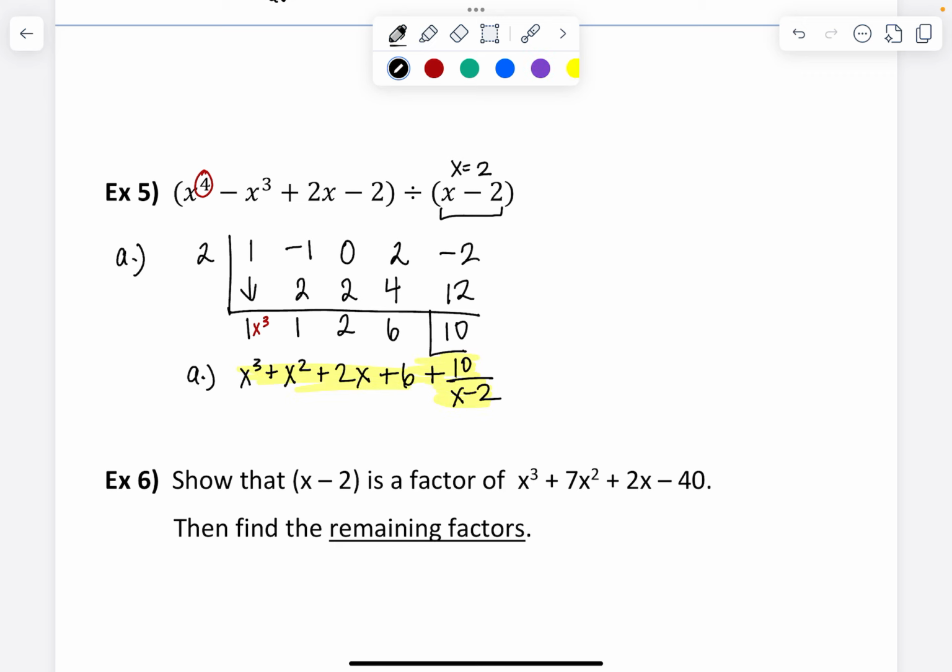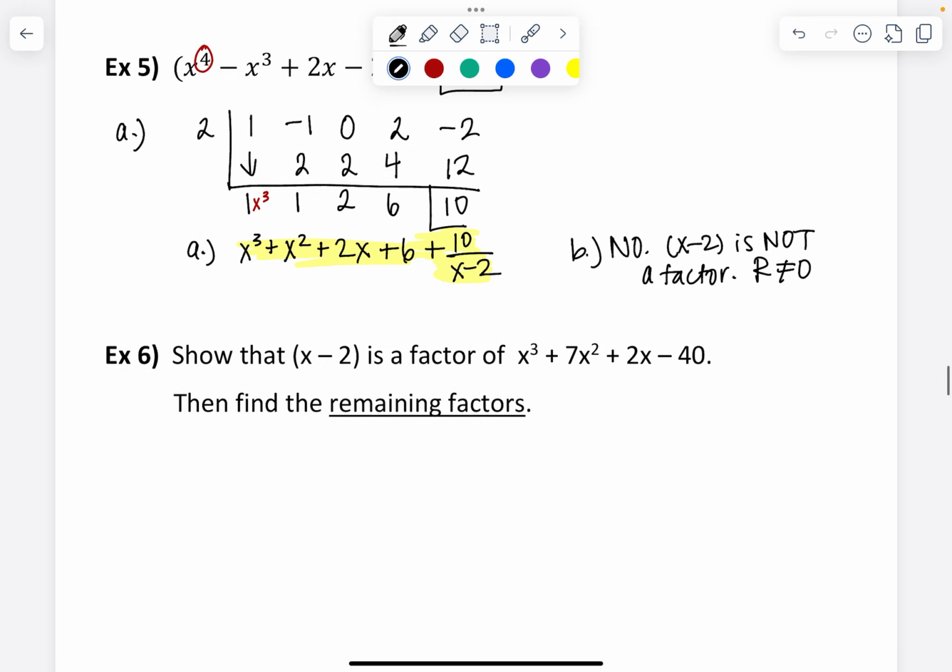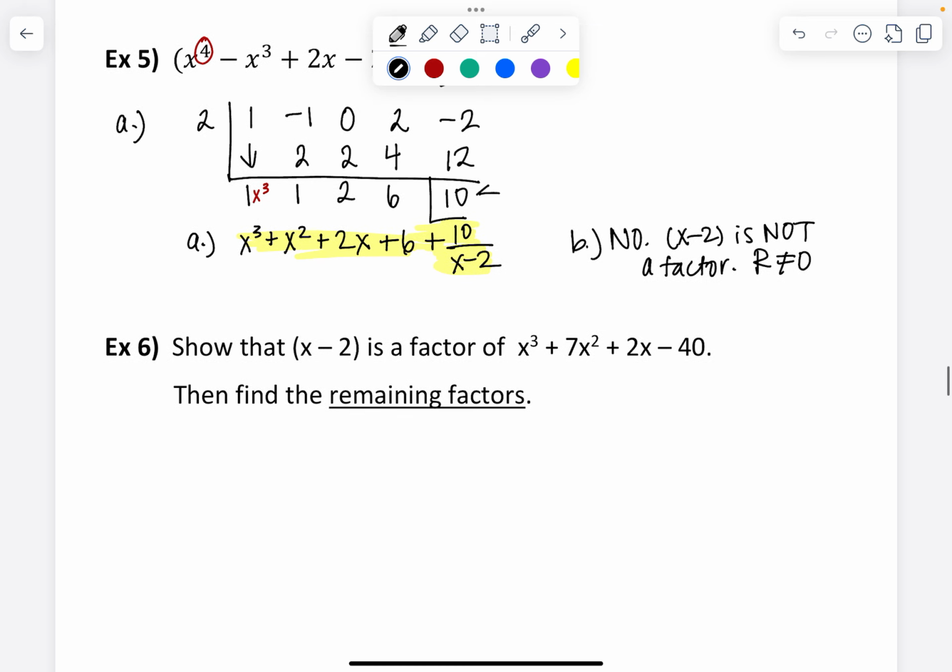And the answer to part B is no. X minus 2 is not a factor. The remainder was not 0. It was 10.